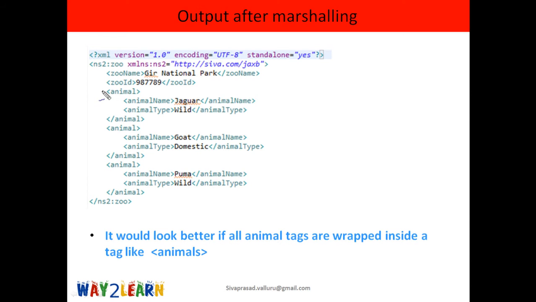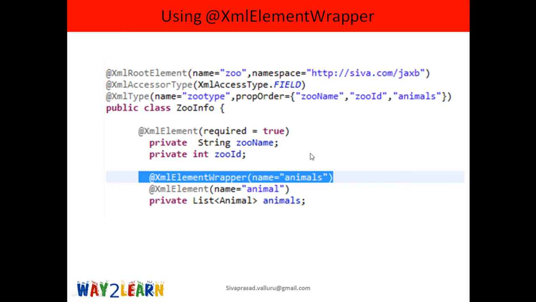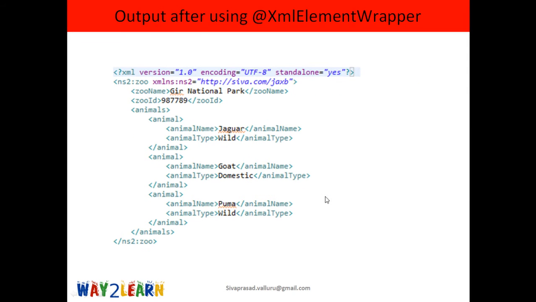I have added 3 animals to the list, so 3 animal tags are there. It would look better if all animal tags are wrapped inside a tag like animals, right? By default it will not be wrapped. If you want to wrap all the animal tags inside animals, then you have to add an annotation like this, XML element wrapper, and specify the wrapper name. This is how you can use an XML element wrapper. Once you add it, you'll get XML like this, which is wrapped inside animals.